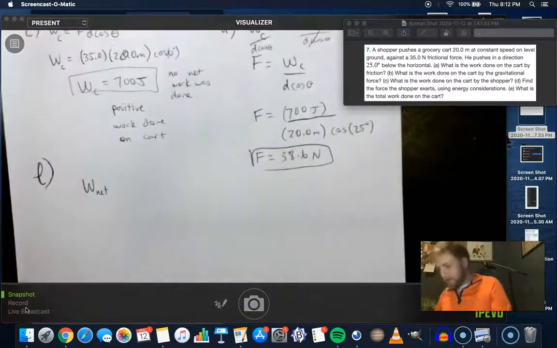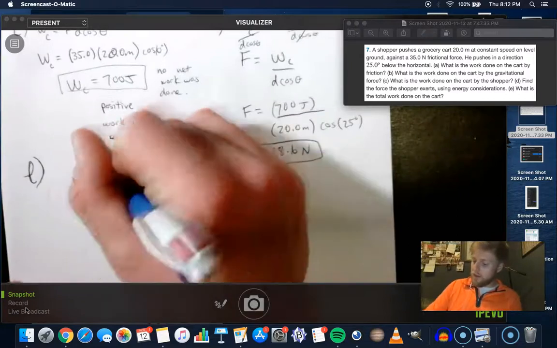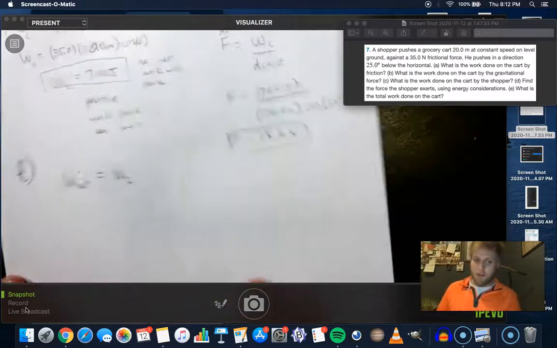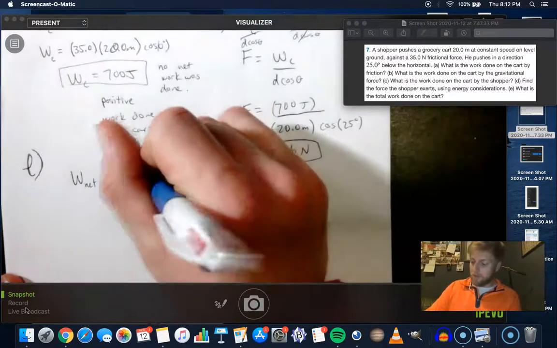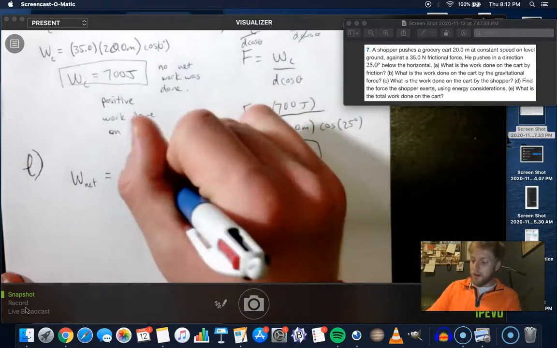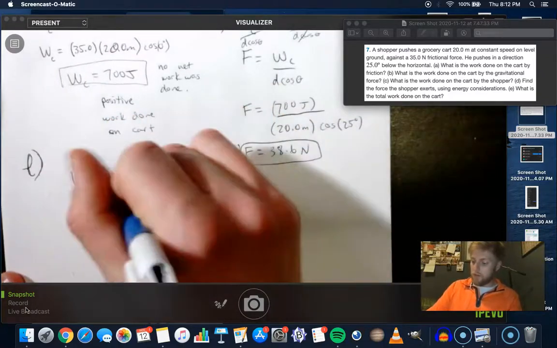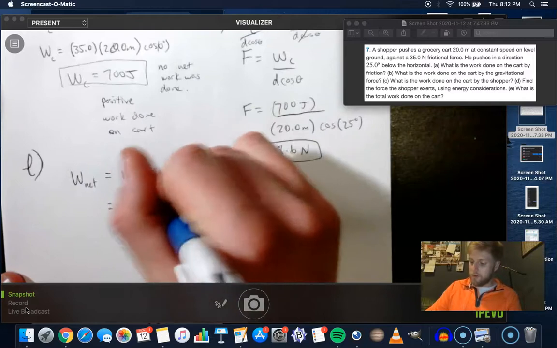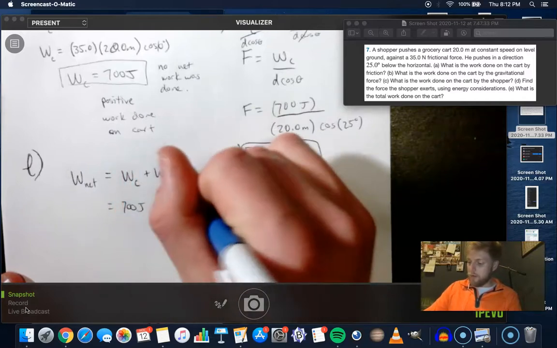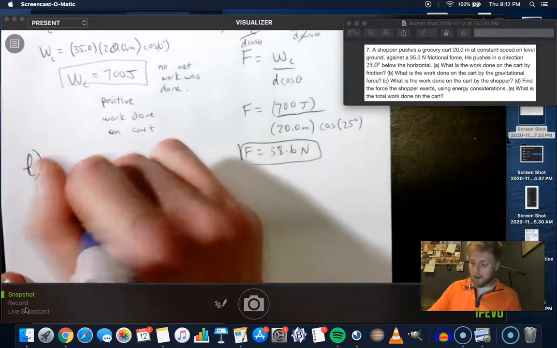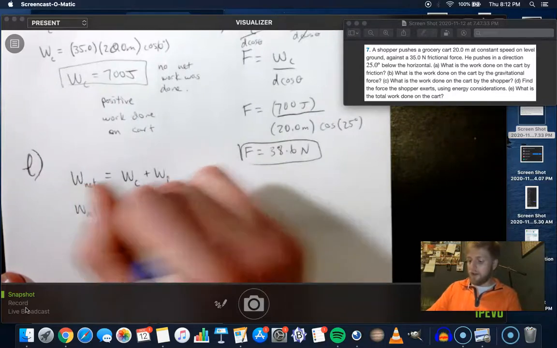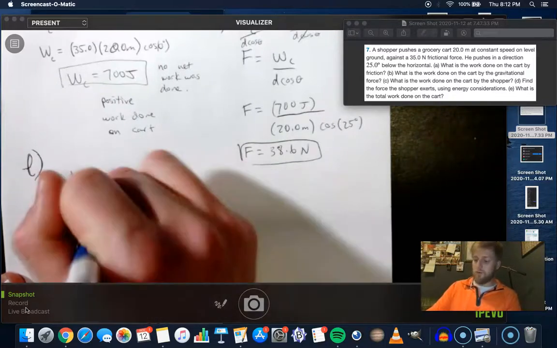So what we end up with is the work done on the cart by the shopper plus the work done by friction. We plug in those numbers: 700 joules plus negative 700 joules removed by friction. And again, not surprisingly, we have work net equal to exactly 0 joules.